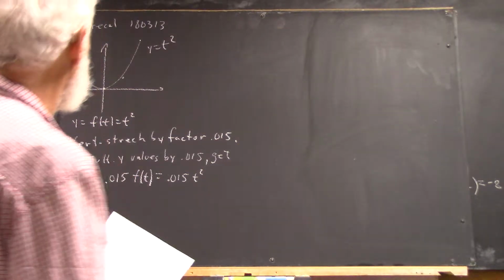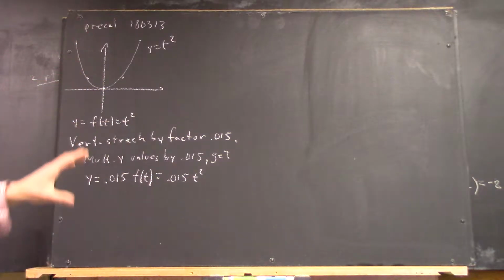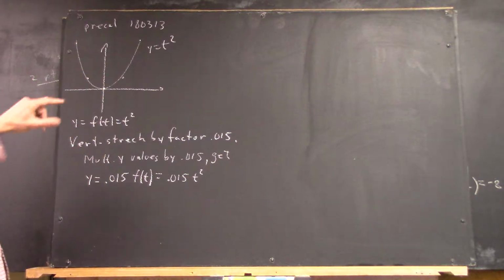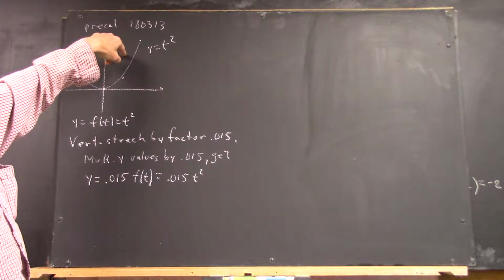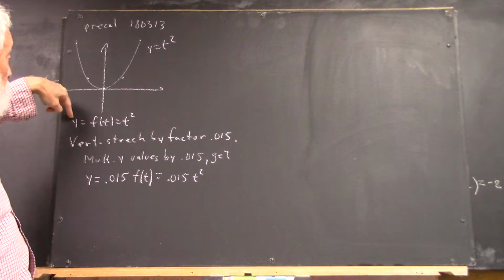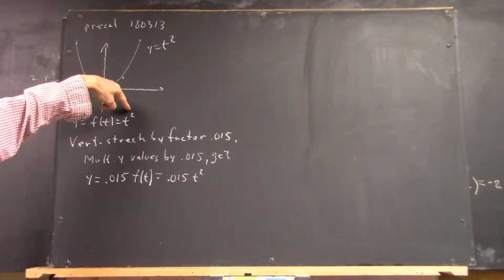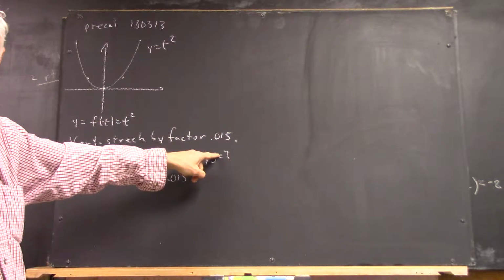So we've got the y equals t squared function. Here's a graph, but the question that we're looking at doesn't directly ask you to graph anything, okay? But here's the graph to look at so we can refer to it. y equals f of t equals t squared. And we're going to vertically stretch by factor 0.015.